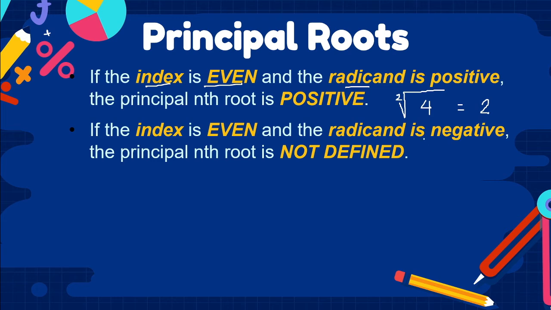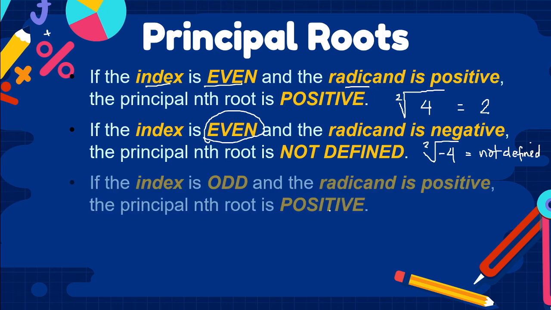Next, if the index is even and the radicand is negative, the principal nth root is not defined. So for example, square root of negative 4. Since the radicand is negative, the answer is not defined. So it is when the index is even. So kapag odd naman ng index, meron siyang sagot. So pag ang index ay even, then the radicand is negative, the answer is not defined. Next, if the index is odd and the radicand is positive, the principal nth root is positive. So, ano ba ang odd number?